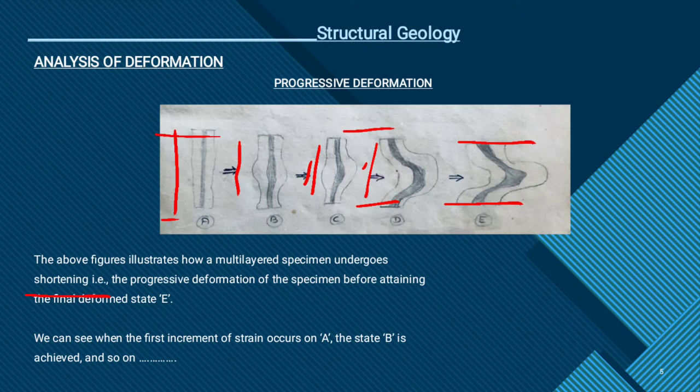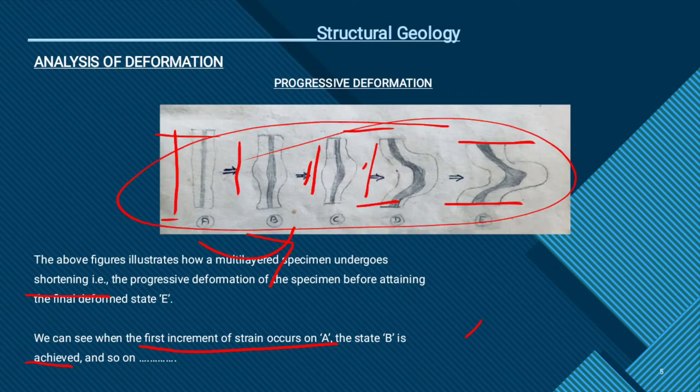We can see that when the first increment of strain occurs on A, it goes to B. Then B is achieved, then C, and D, and so on. If we go on adding all the increments, we will get the finite strain, the total strain of that deformed body. Finite strain means total strain: total deformed minus original length, divided by original length.